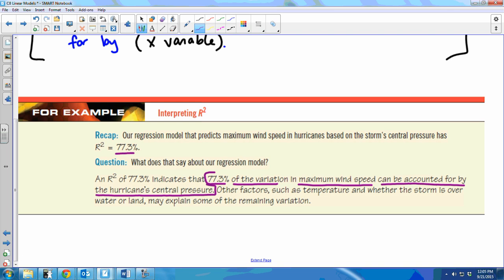Okay? R squared is an important measure because, again, it tells you how well your model fits, and it talks about how much of the variation, which we're talking about, like how scattered it is about the line, how much of that is really accounted for between your two variables, the ones you're looking at. Does that make sense what the R squared measures? Okay.